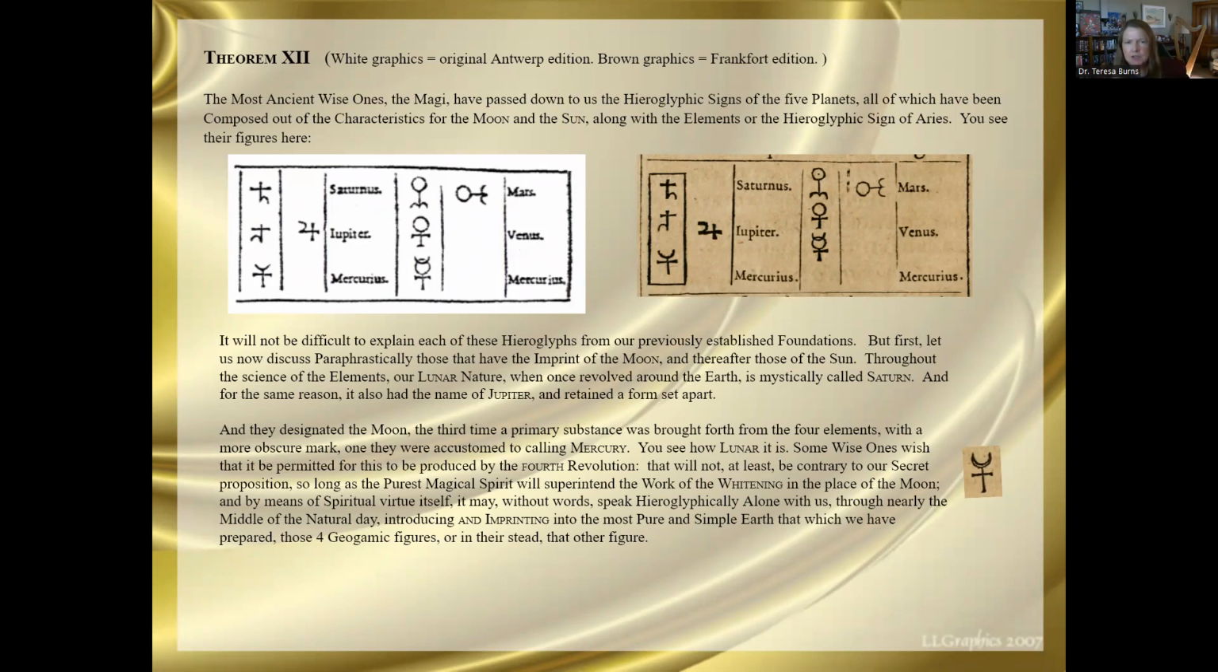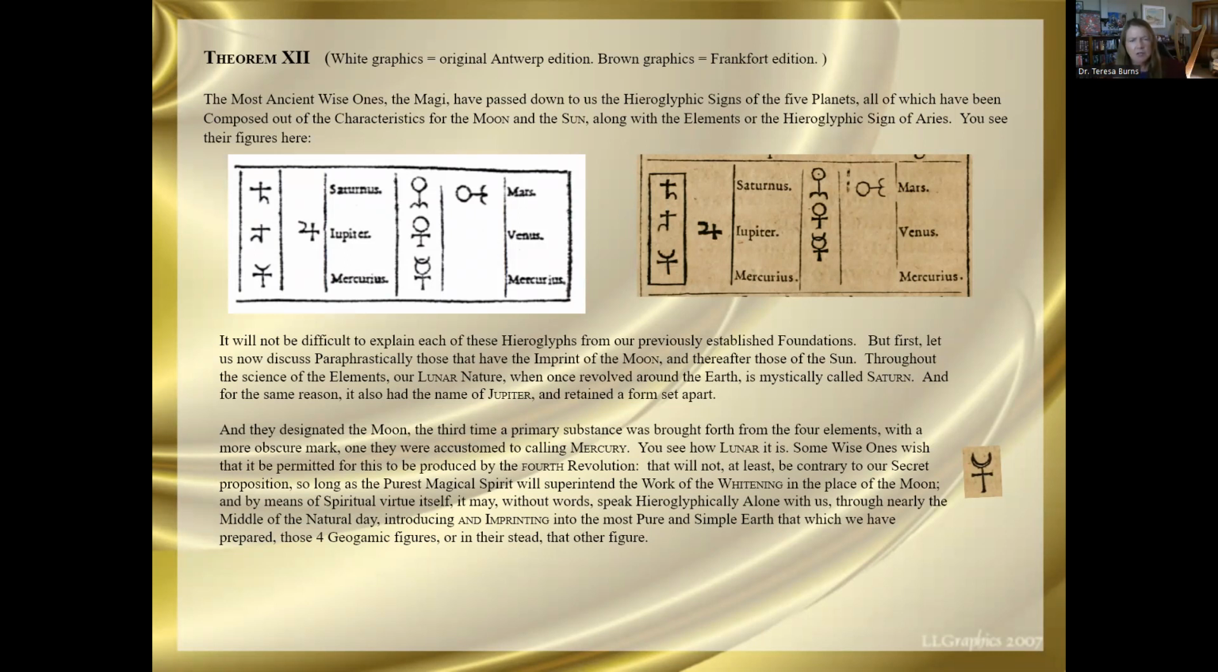If you're a Kabbalist, you can just pause the video here and see if you can figure out what he means by that. And for the same reason, it also had the name of Jupiter and retained a form set apart. And they designated the moon the third time a primary substance was brought forth from the 4 elements with a more obscure mark, one they were accustomed to calling Mercury.